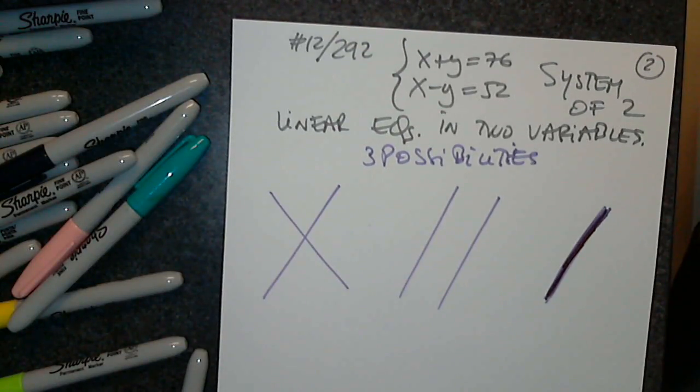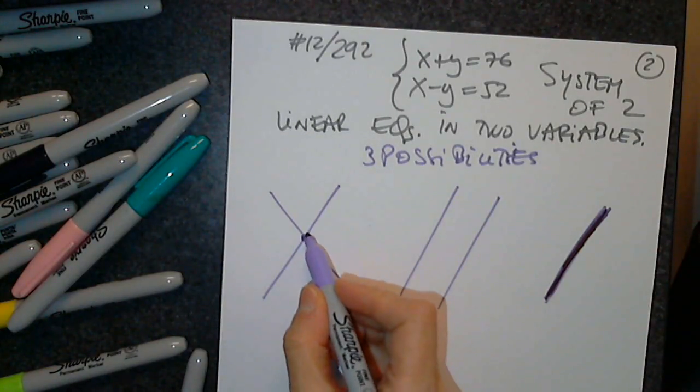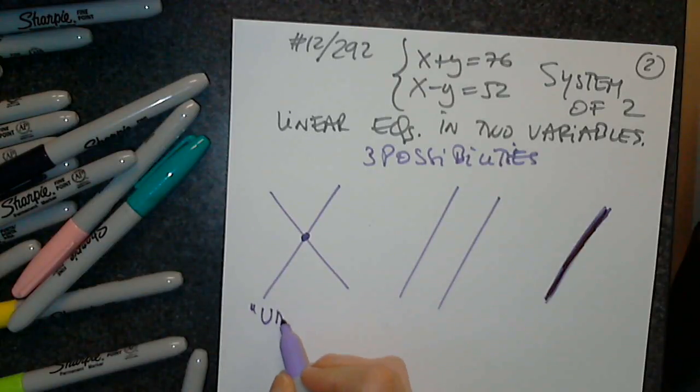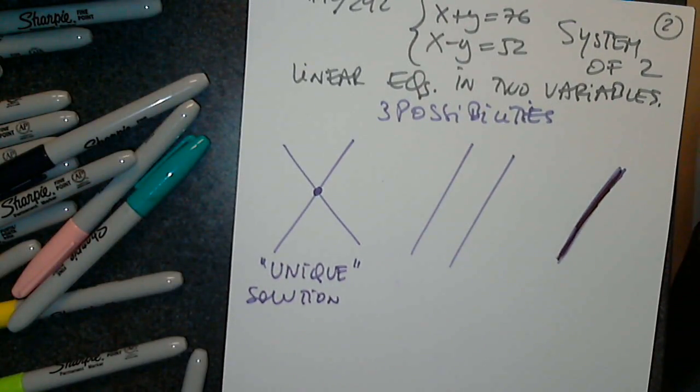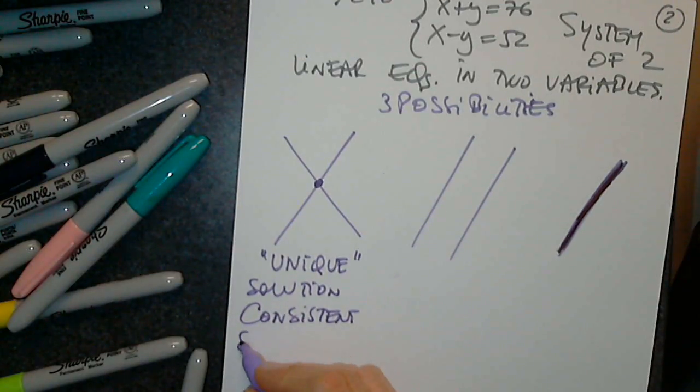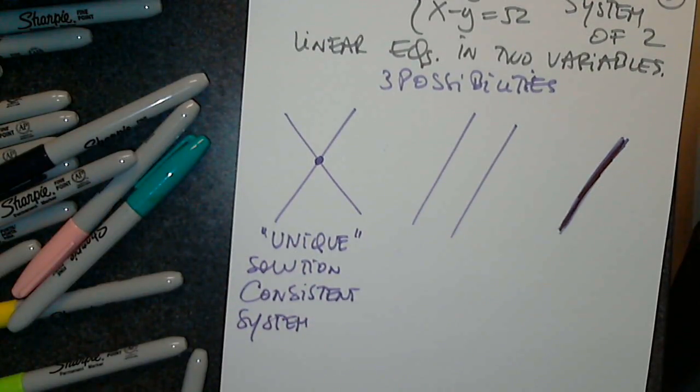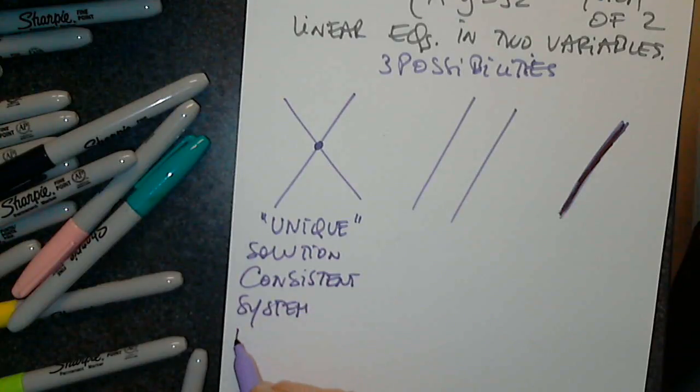Ready? So here we have to remember a few things. This situation is what we call unique. Just one, unique, one solution. The system is called consistent. Terminology is very important here. Consistent system. The equations are called independent.